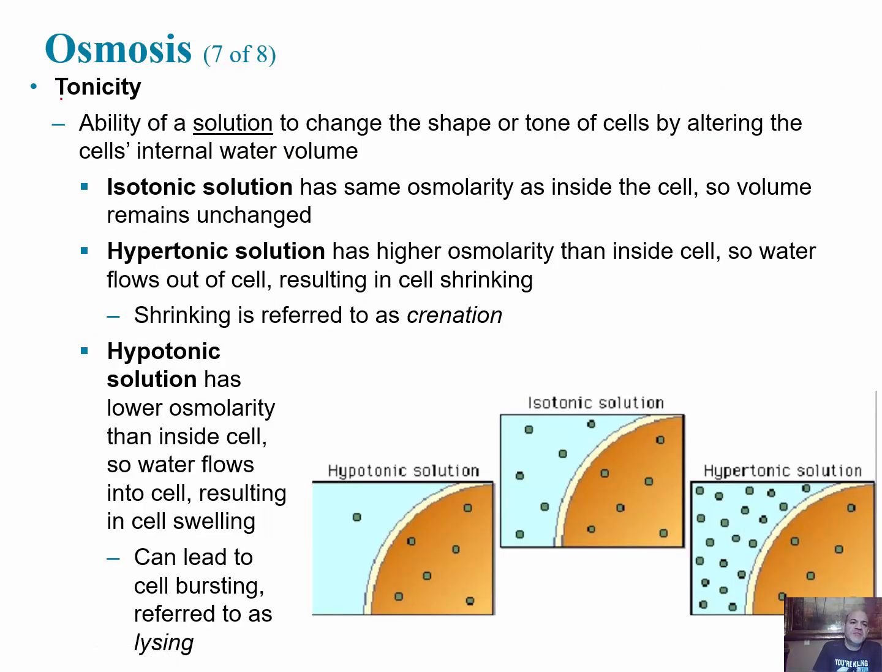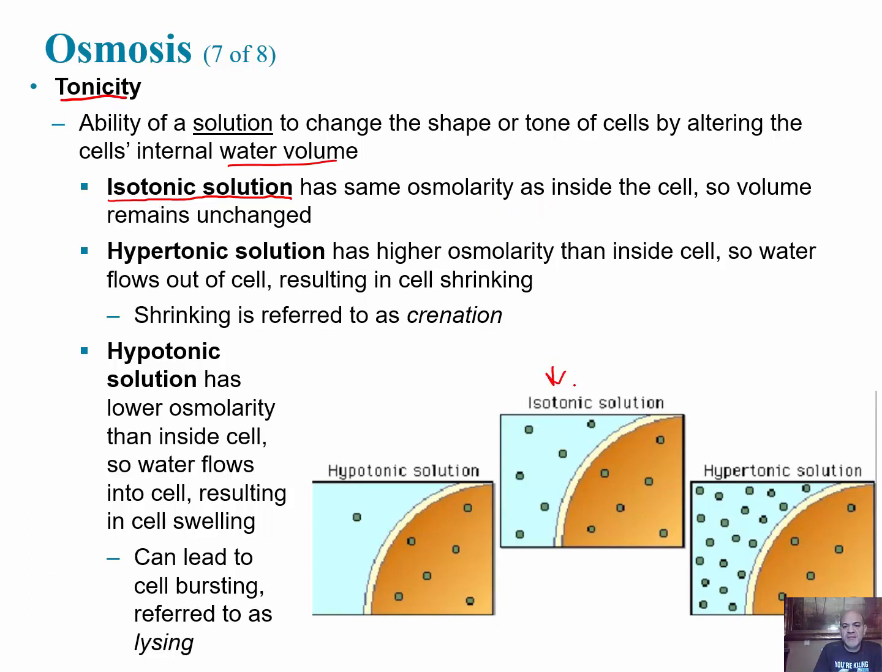So this brings up a term called tonicity. Tonicity is related to your osmolarity, but tonicity is the ability of a solution to change the shape or tone of a cell by altering the cell's internal water volume. The ideal situation would be to be in an isotonic solution, that is, the cell in an isotonic solution. And here, the solution is going to have the same osmolarity as inside the cell, so the volume remains unchanged.